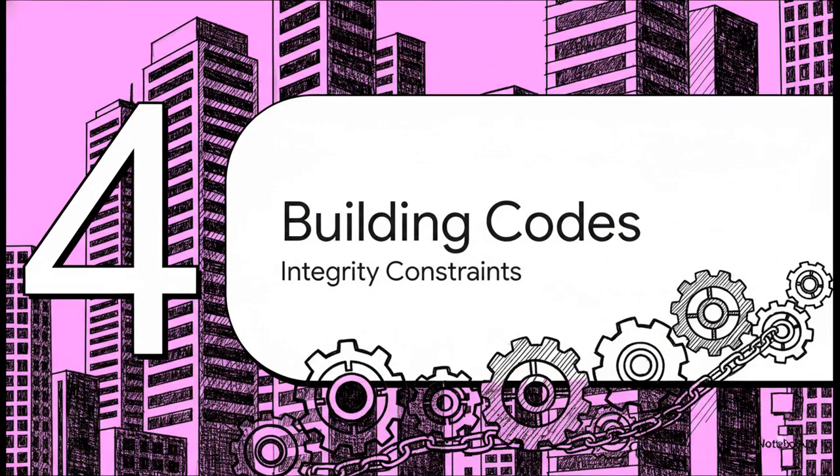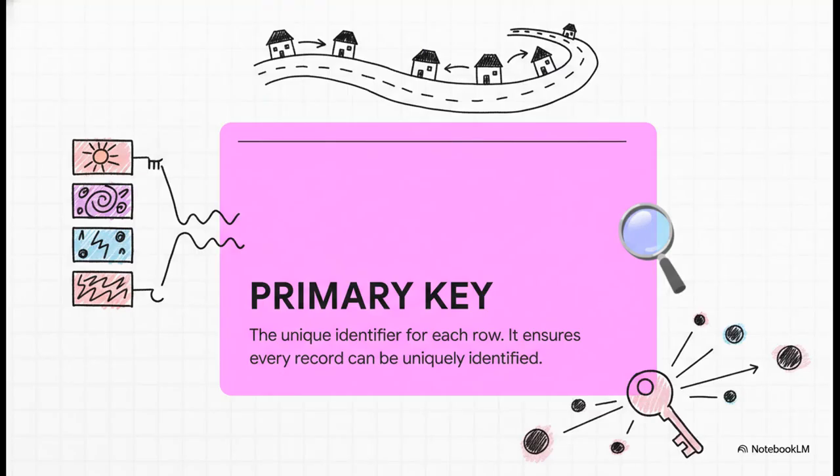And speaking of those building codes, let's take a closer look. These integrity constraints, they aren't optional suggestions. Oh no, they are the non-negotiable rules that are literally baked into our structure. They guarantee the quality and consistency of our data, making them our first and honestly, our most reliable line of defense against bad data. So the most fundamental rule of all is the primary key.